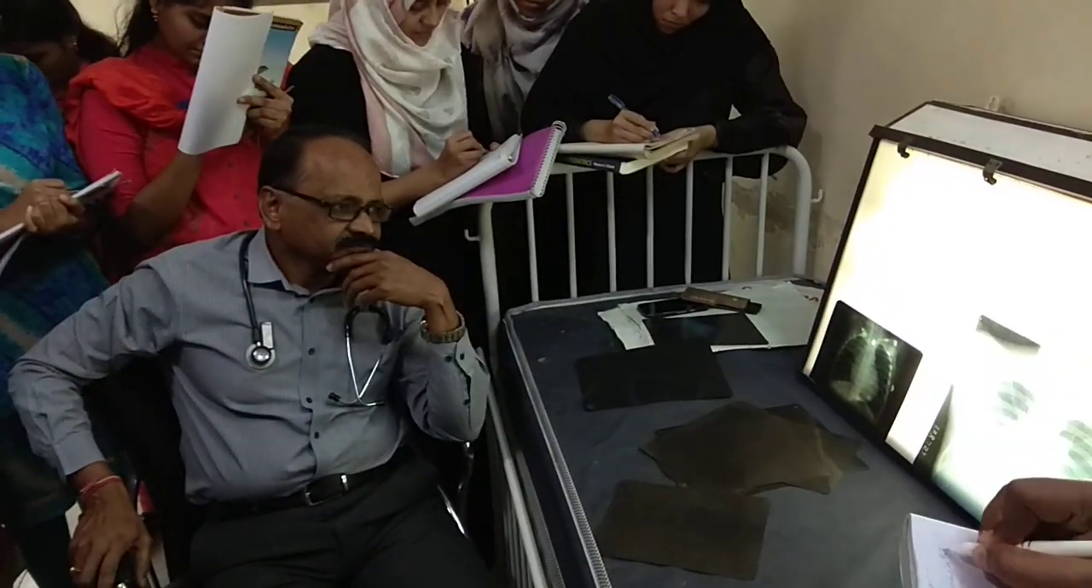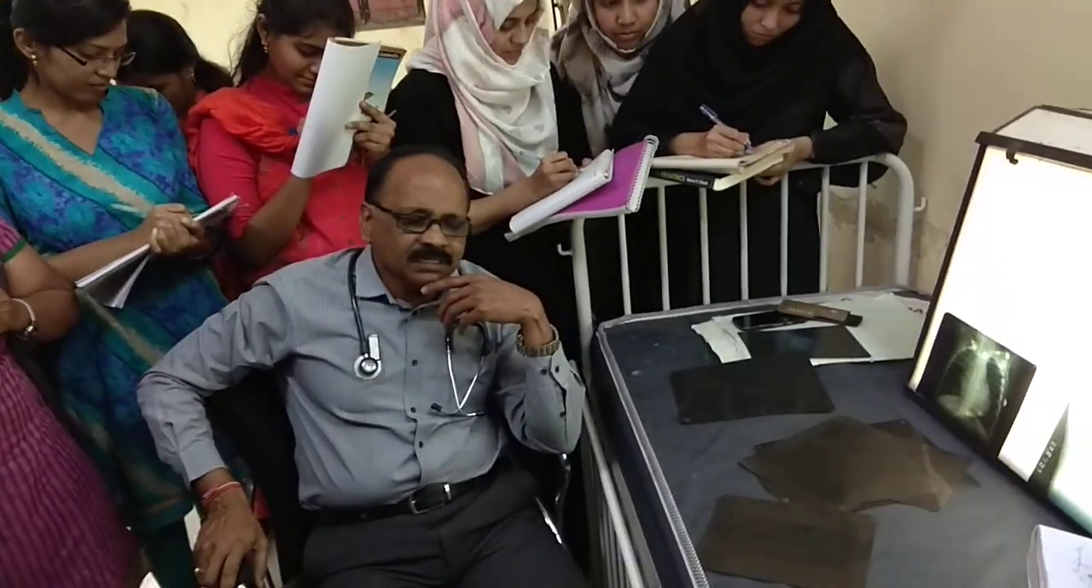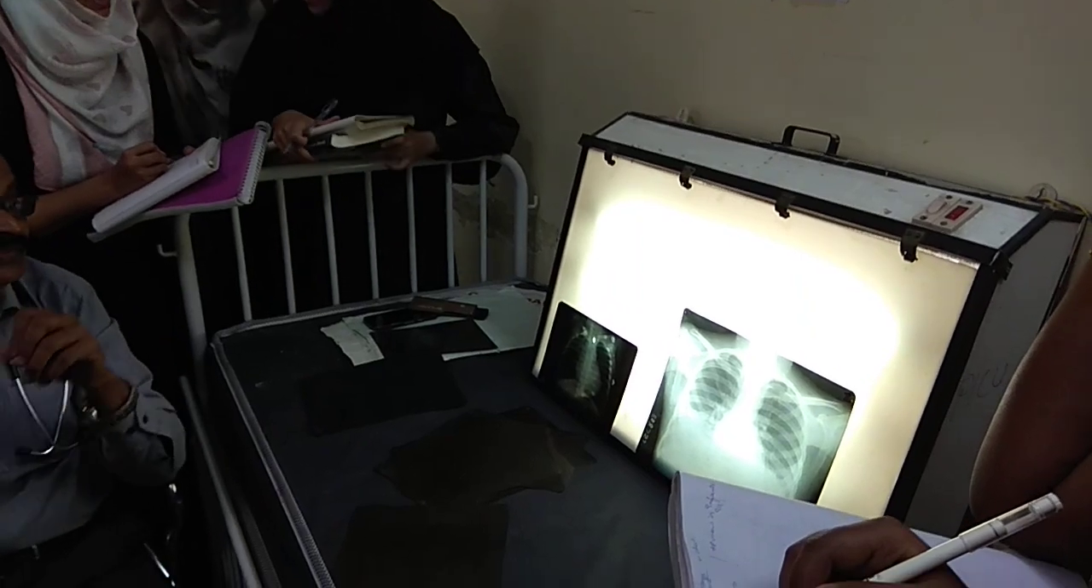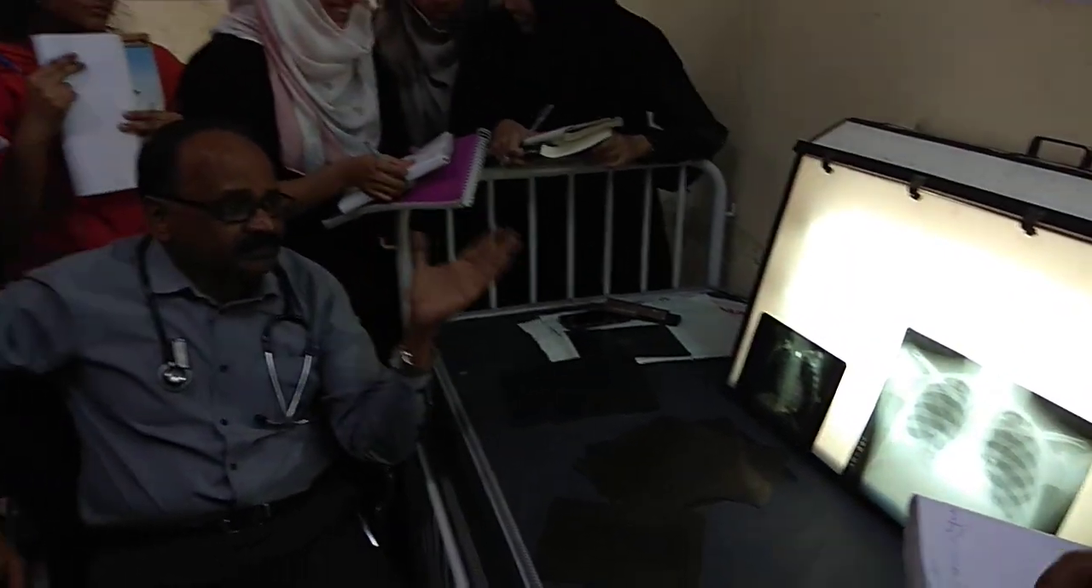So, what is the color of the film before it is exposed to the X-ray? Black. It is not black, it is opaque like this. It is pure, something like white or opaque.